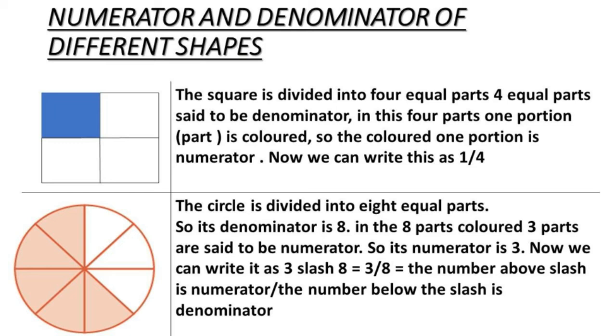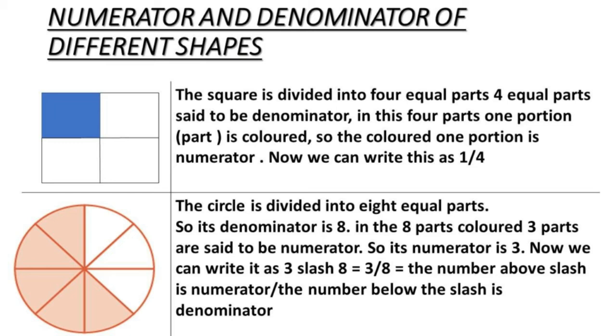The square is divided into 4 equal parts. So 4 equal parts is said to be denominator. In these 4 parts, one portion is colored. So the colored one portion is numerator. So we can write this as 1 by 4.